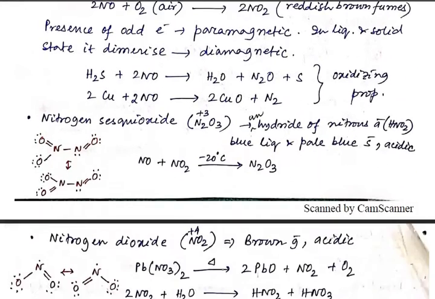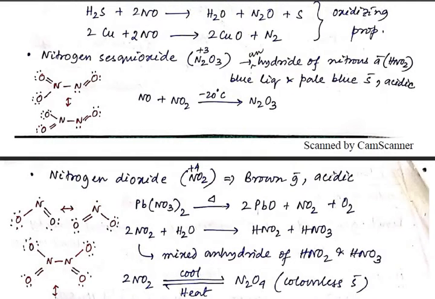Okay. Next, the nitrogen sesquioxide or the nitrogen trioxide, that is N2O3, where the oxidation number of nitrogen is +3. How can we synthesize them? What are the properties of N2O3? These things we had seen. Next was the NO2, that is the nitrogen dioxide.